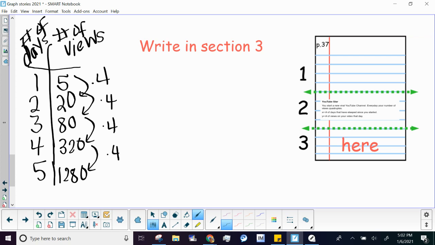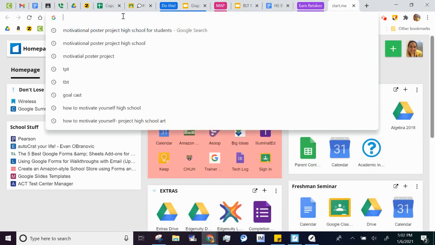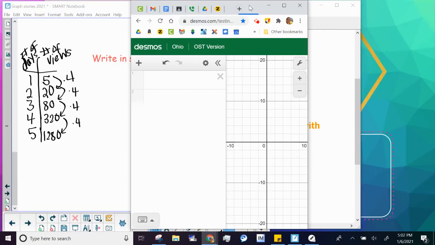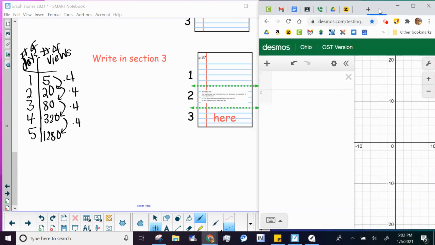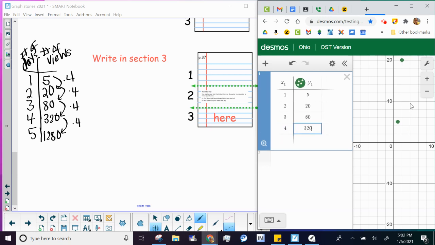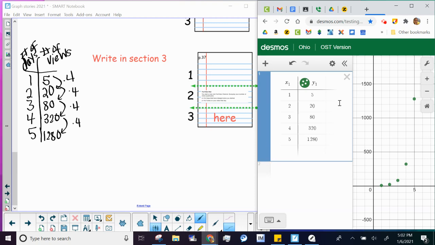Step 5 is to draw my graph, but I need to put it into Desmos first so I can see what to count by. So I need to open Desmos, and of course I don't have Desmos open right now. There it is. Okay, so I know that I need to start with my table. So 1, 5, 2, 20, 3, 80, 4, 320, and 5, 1,280. And I'm going to press the Zoom Fit button to get Desmos to help me.